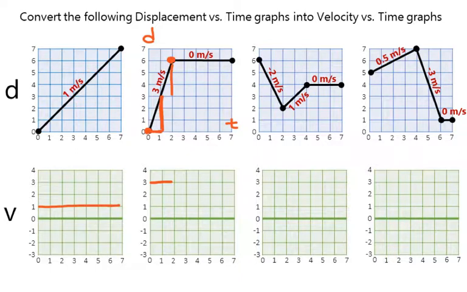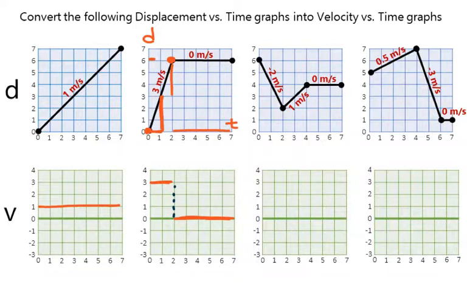And then it stays at the 6 meter mark for 5 seconds. And when it stays at the 6 meter mark and is not moving anywhere, the velocity is 0. So we do not know how we got from one position to another, but it went from going at 3 meters per second to instantaneous 0 meters per second. Then let's look at the next graph.